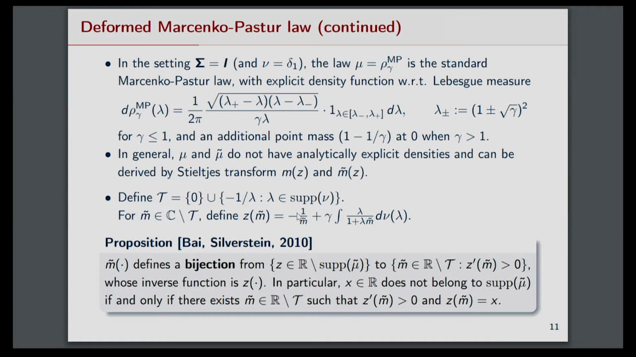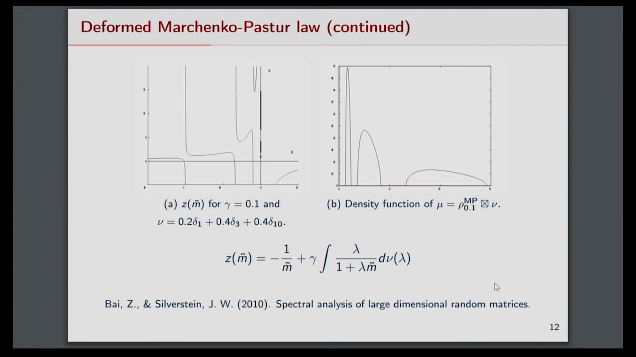So this will help us locate the position of the outer eigenvalue. If you have an outer eigenvalue which is not inside the support of this mu tilde, then you can use this z transform to define its location. We can view this from these two figures from the textbook by Bai and Silverstein.